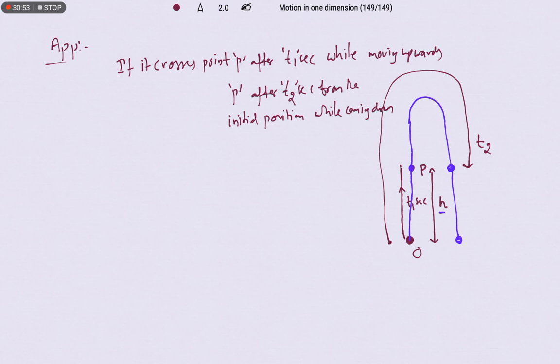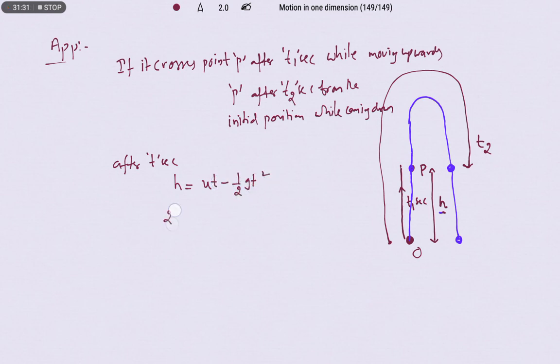Now there is information about only t1 and t2. They are going to ask different questions based on this concept. First we will apply the equations of motion for this. According to the second equation of motion, the height of the point P is h. So after how many seconds does it cross? Suppose after t seconds it crosses the point P, let us take. So after t seconds, h is equal to ut minus half gt square.